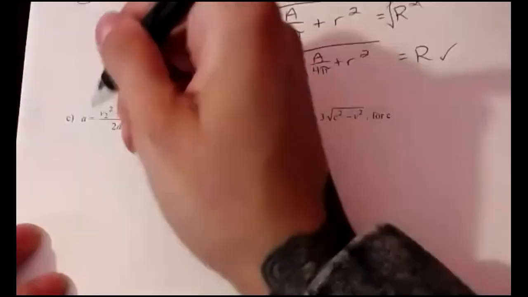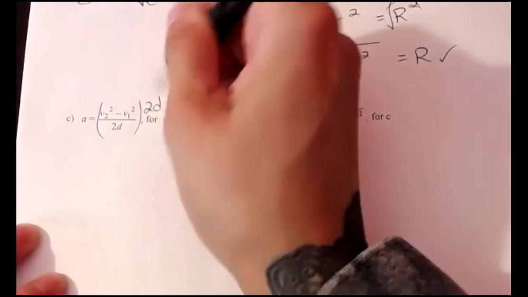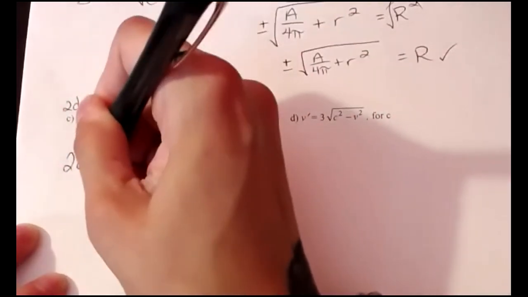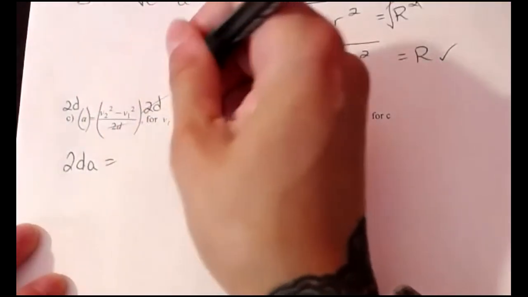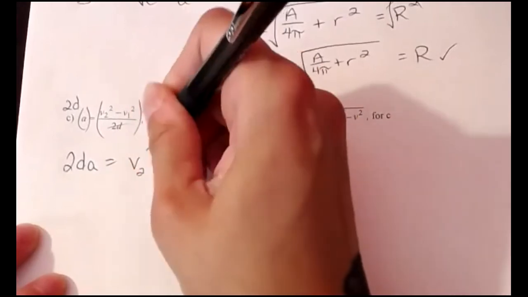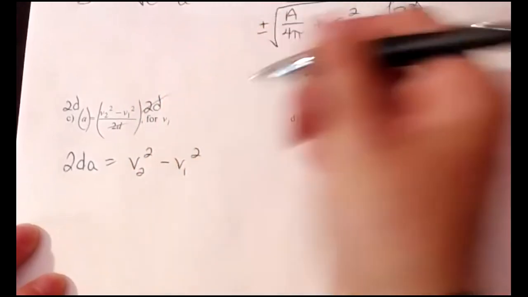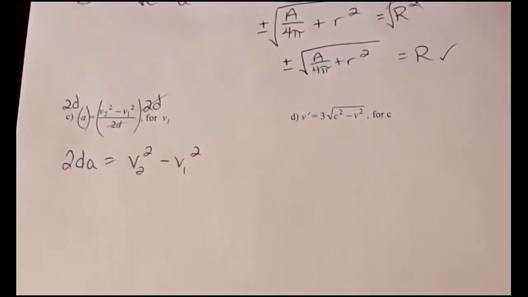Again, we need to multiply both sides by the LCD so that we can eliminate fractions. So this gives me 2dA, which you could write 2AD, doesn't matter, is equal to, notice those will cancel, v sub 2 squared minus v sub 1 squared. Don't freak out about the whole v sub 2 and v sub 1. It's just notation. Keep in mind, we're trying to solve for v sub 1.